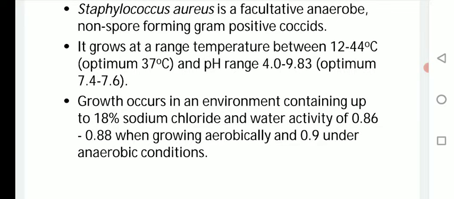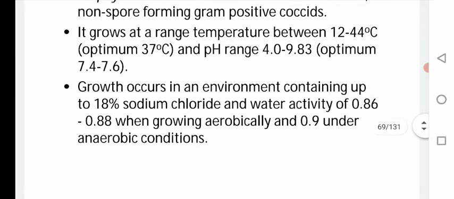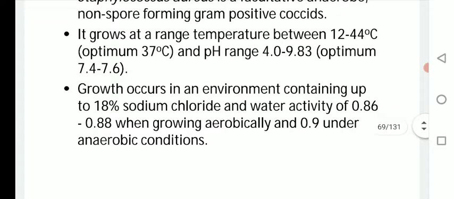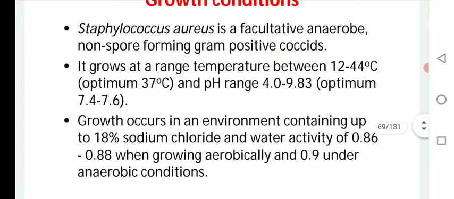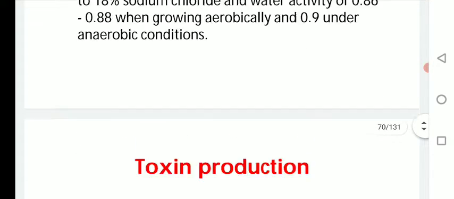So growth occurs in an environment containing up to 18% sodium chloride and water activity of 0.86 to 0.88 when growing aerobically, and 0.9 under anaerobic conditions. So this is the overall information regarding growth conditions of Staphylococcus aureus.